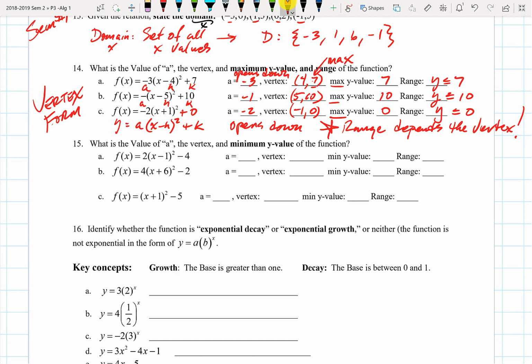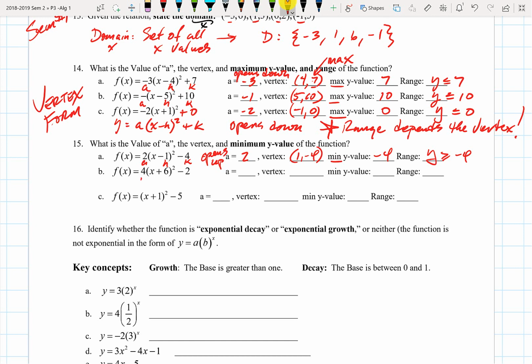Now the opposite of that is a parabola that opens up. In this case, a is 2. This one opens up because it's positive, with the vertex at (1, -4), so h is 1, k is -4. It's a minimum now, and the minimum y value is -4. So the range has got to be greater than or equal to -4. It depends on the vertex. If this one opens up, the range is greater than or equal to the minimum y value.